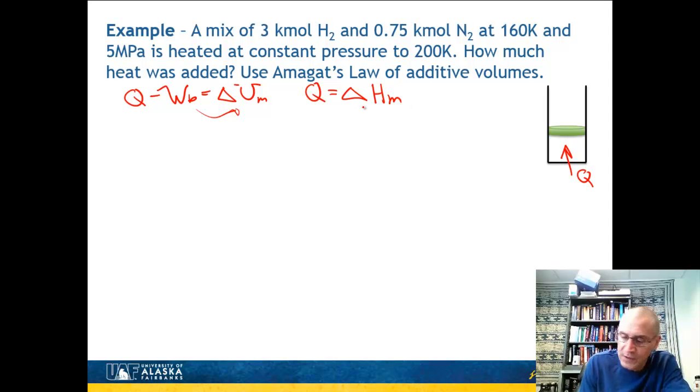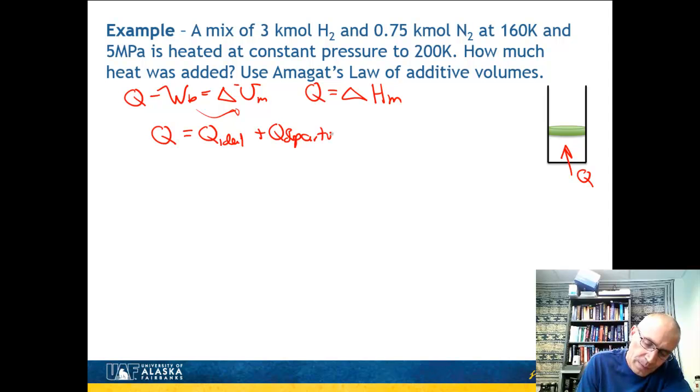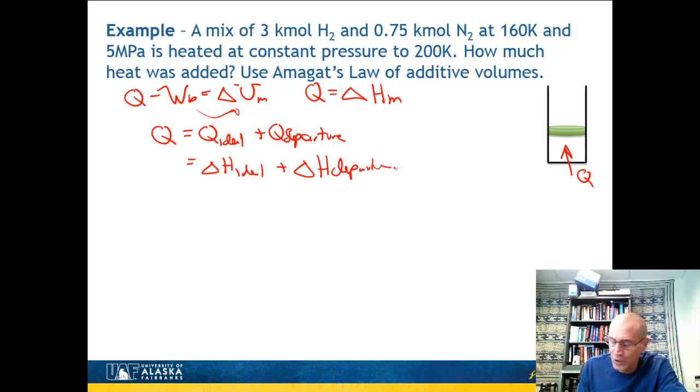And what I'm doing now is I've got effectively a non-ideal gas, so I'm not going to assume it's ideal. And so in order to find Q, I'm going to find Q assuming it's ideal, and then add a departure term. So I'm going to be finding delta H ideal plus delta H departure. So there's the way that we're going to approach that.